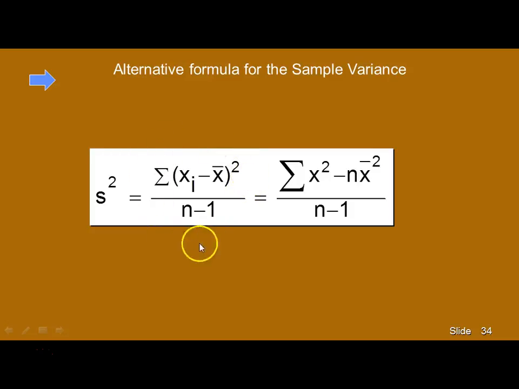The formula on the left, you need to calculate x bar first, and then all the deviations around the mean. Square them all, add them up, divide by n minus 1. The formula on the right, you need x bar, square it, multiply by n, and subtract all of that from this term, summation x squared, which, remember, you'll have to square all of the x's first and then add them up, and then take the result and divide by n minus 1.